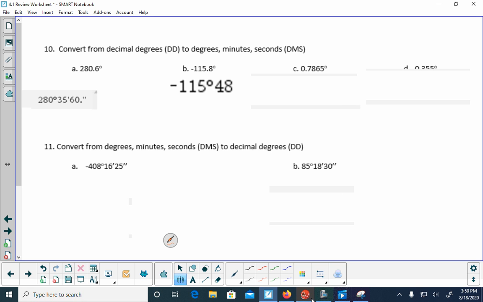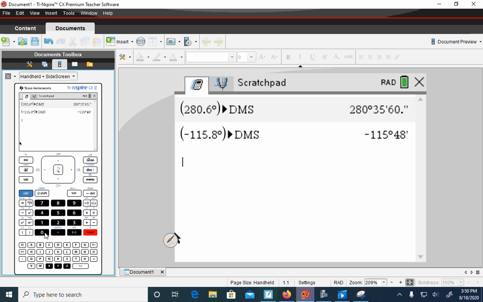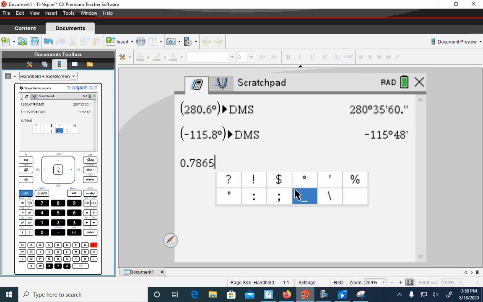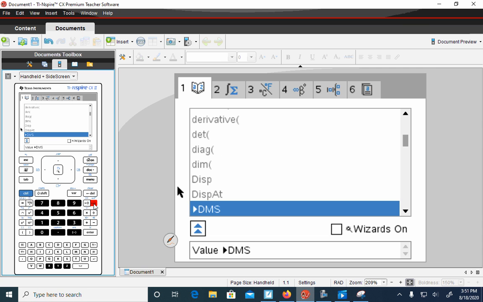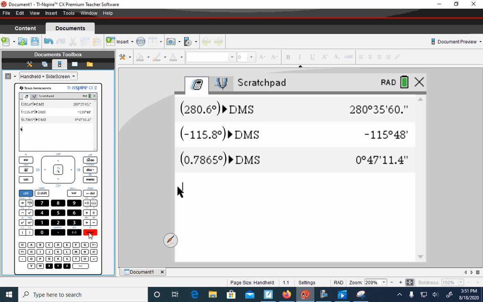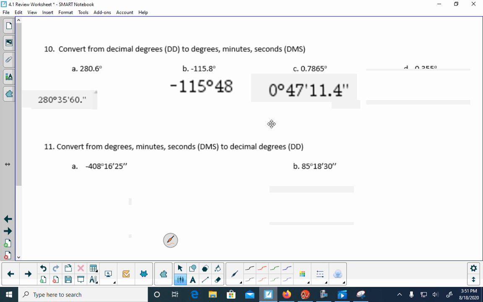0.7865 degrees. So I am going to do 0, and I don't have to do the 0, but I like to do the 0. 0.7865. Remember that degree symbol. Changing it to degree minutes seconds. And I get 0 degrees. See how the 0 and the 0 match? 47 minutes, 11.47 seconds. So that's going to be my answer for here.